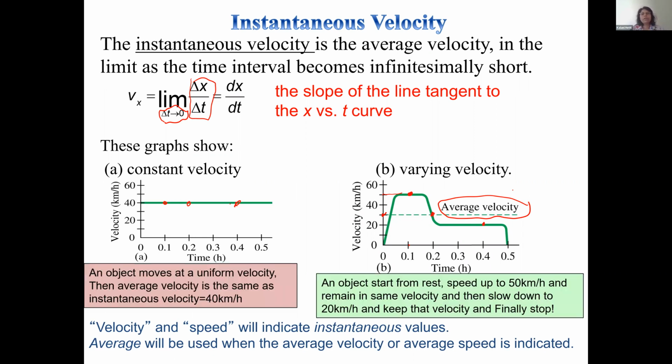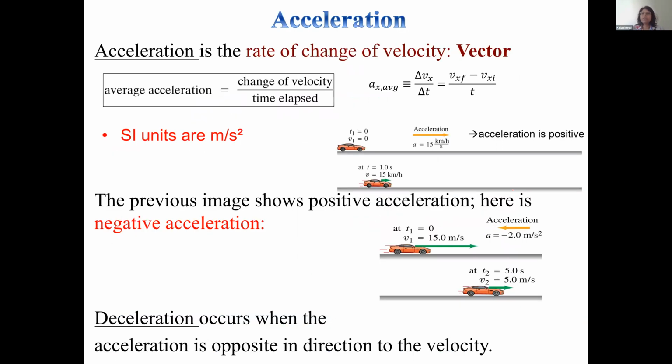Okay, so now let's move into acceleration. Acceleration is called the rate of change of velocity. That means delta V over delta T is the acceleration. As soon as you write that, you can get the units. Delta V, we are going to measure in meters per second, and you are going to divide by another second. That means the acceleration units will be meters per second squared.